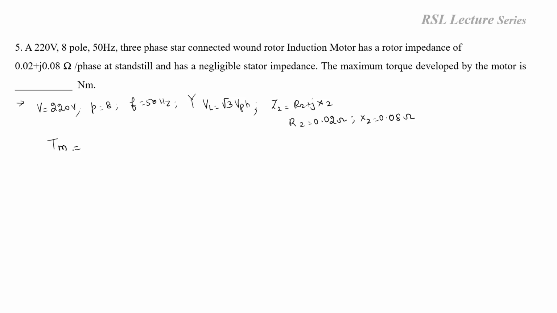The maximum torque developed by the motor can be written as K, a constant, into Sm E2 square R2, where Sm is nothing but the slip corresponding to maximum torque, divided by R2 square plus Sm X2 whole square. Here K is nothing but the constant given by 3 divided by 2 pi into small ns, where small ns is the synchronous speed in RPS, revolutions per second, into Sm into E2 square R2 divided by R2 square plus Sm X2 whole square.